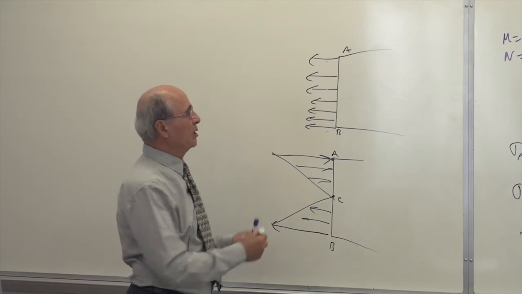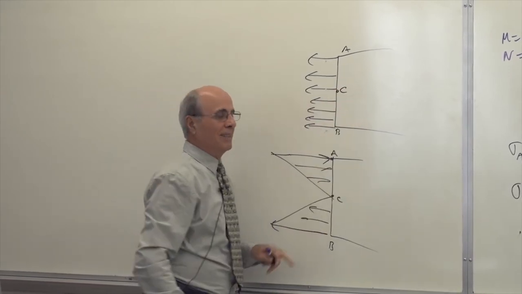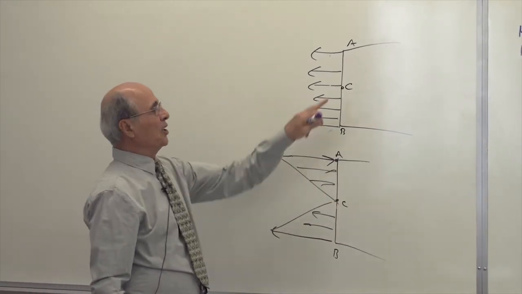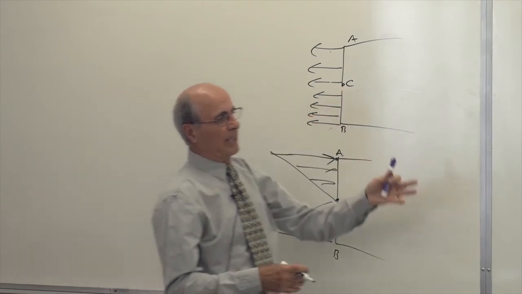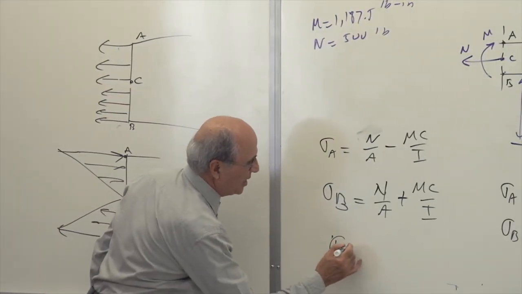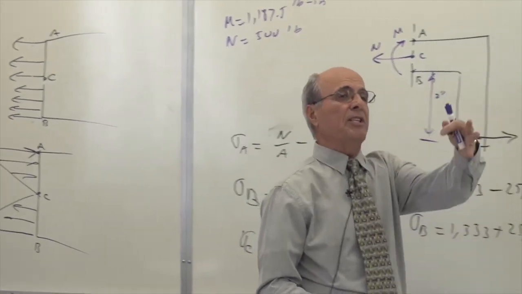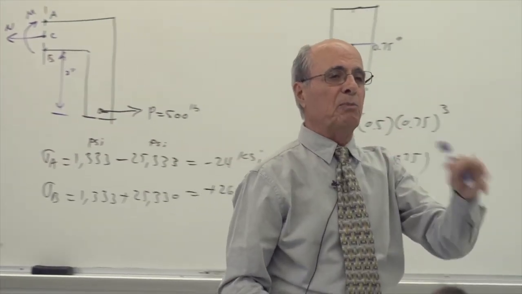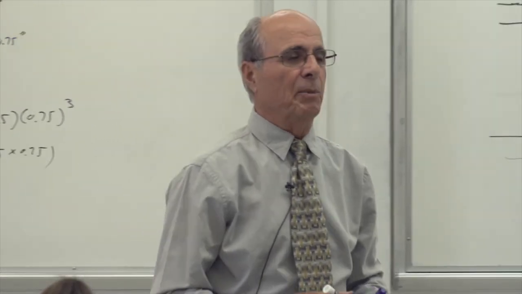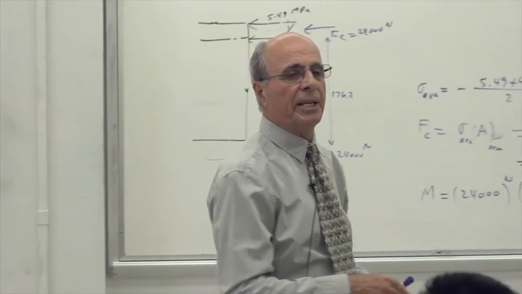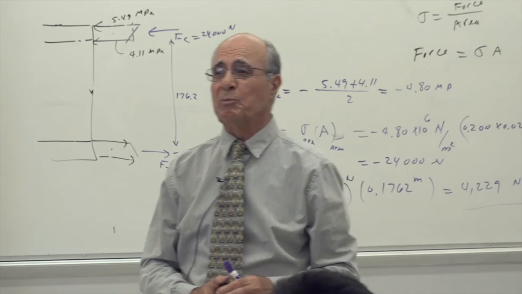Is that correct or not? What's the stress at this point, C? Okay, sigma at C is equal to N over A, because you would have zero if it were moment only. You were right in a way. It was moment only. Is that correct or not? But it's not a moment only. It is the combination. So, can you tell me where the stress is zero?